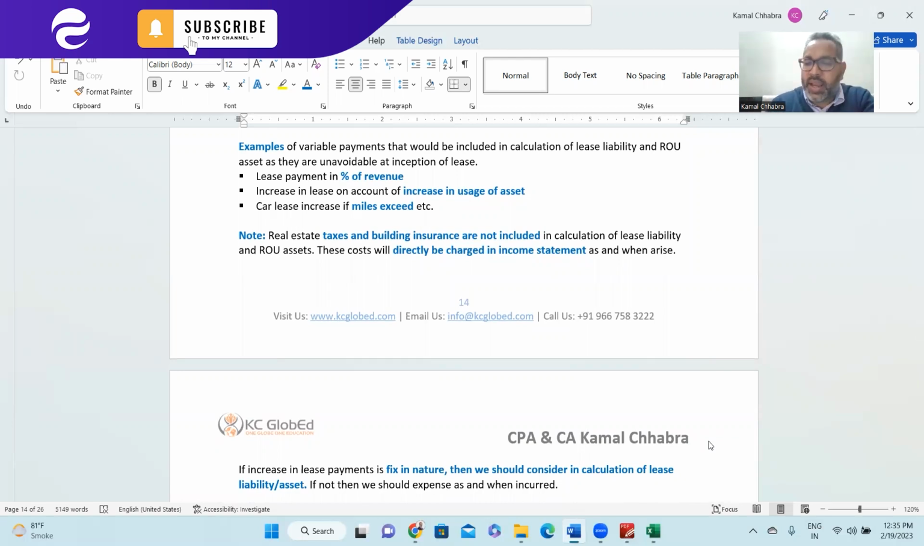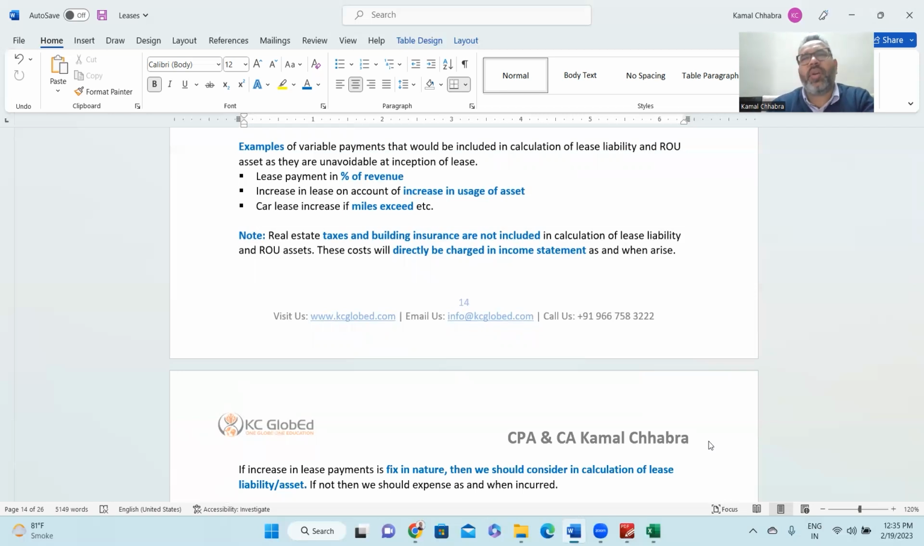So lease payment as a percentage of revenue, right? For example, let's assume McDonald's. You have taken machineries or equipment from McDonald's on a lease, and the lease rental is built into the royalty. So that is based on the number of units you sell, based on the revenue you generate. So there it is a variable lease. Next is an increase in the usage of the asset, the car example which we have discussed.